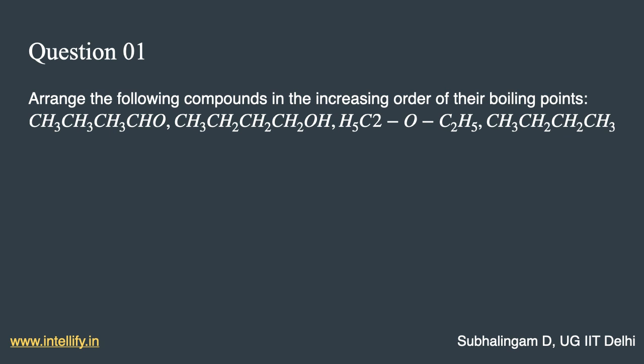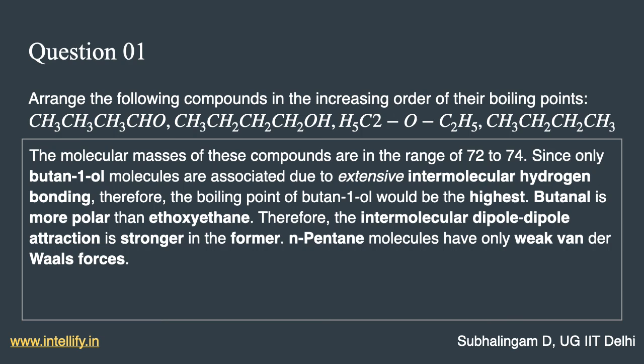So now let's solve it together. By observation, you can say that the molecular masses of these compounds are in the range of 72 to 74. Since only butanol, that's an alcohol, is associated due to extensive intermolecular hydrogen bonding, the boiling point of butanol would be the highest. Butanal is more polar than ethoxyethane. Butanal is an aldehyde and ethoxyethane is an ether. Therefore, the intermolecular dipole-dipole attraction is stronger in the former.